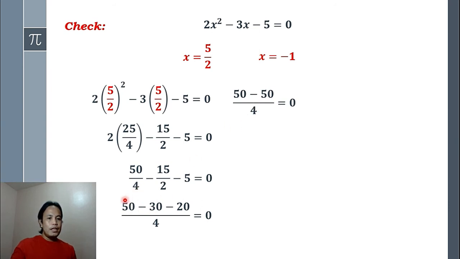We copy 50, this 50 here. Then negative 30 minus 20 is negative 50. 50 minus 50 is 0 over 4. 0 over 4 is 0. So this is a balanced equation.